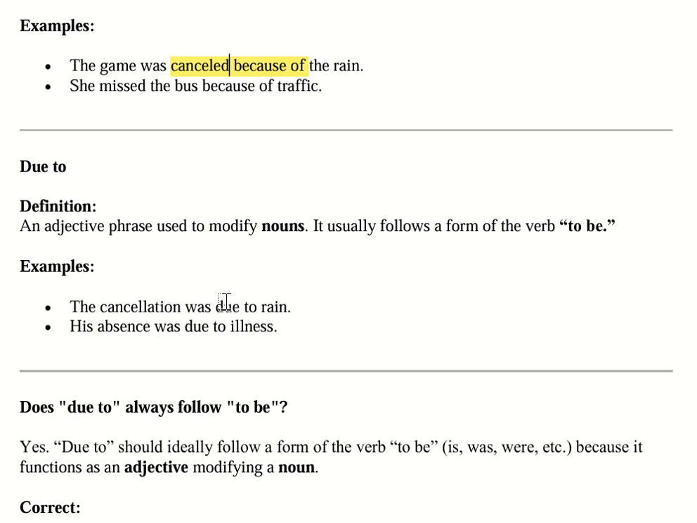But due to and because of, usually the meaning of these two phrases is almost similar, but here we can't use because of, because we normally know that because of always modifies a verb, but here due to is modifying cancellation. So always remember that after a to be verb, we always use due to for reason.